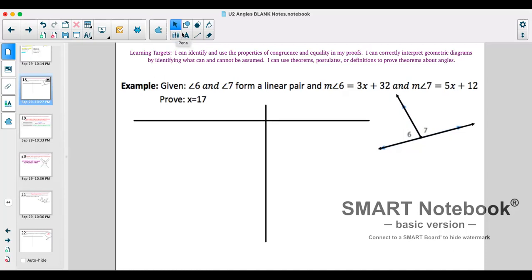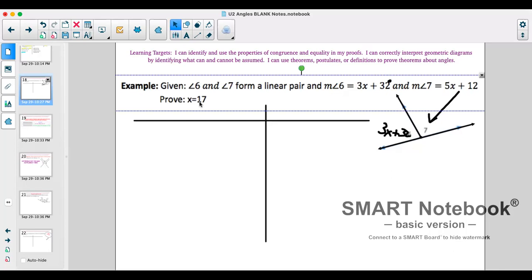Next, I want to label my diagram. I want to label angle 6 as 3x plus 32. I probably should type this, but here we are. And that is an angle measure. There's not degrees written up there, but there should be, so that's 3x plus 32 degrees. And then angle 7, the measure of angle 7 is 5x plus 12 degrees. And so that is what we're going to start with.